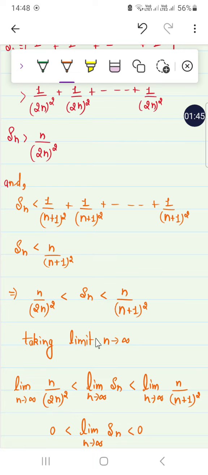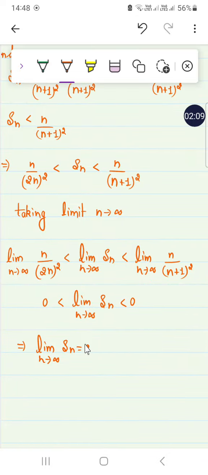Taking the limit on both sides as n tends to infinity, n and n cancel out, which makes 1 over (2n) whole squared, that is 1 over 4n, right? And this is 1 over (1 plus 1 over n) whole squared, right? This makes it 0 and this also makes it 0 after taking the limit. So this implies that the limit of Sn is equal to 0.